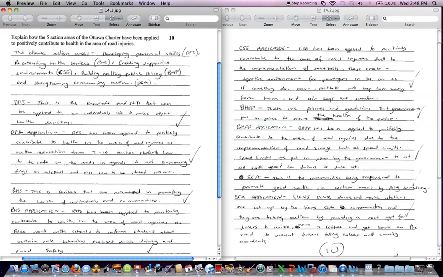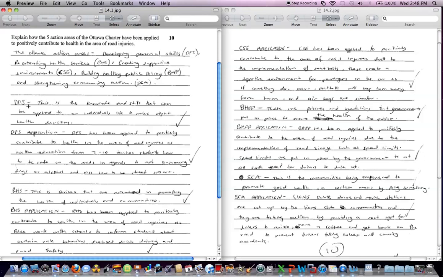So very well done. Some of the concerns I had for this question with students was that, number one, they didn't even know the 5 areas of the Ottawa Charter, which is an absolute disgrace because we told you before the exam you're getting a question on the Ottawa Charter, and our Module 4 was all on the Ottawa Charter. Students did this a bit at the start too, telling us what the 5 areas were. I'd rather you get straight into your answer instead of wasting space here.